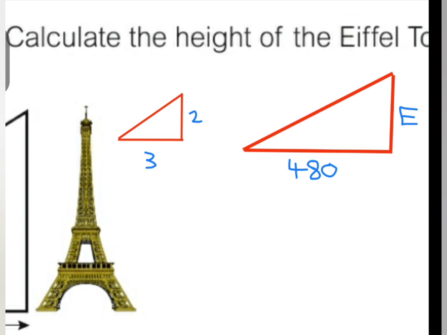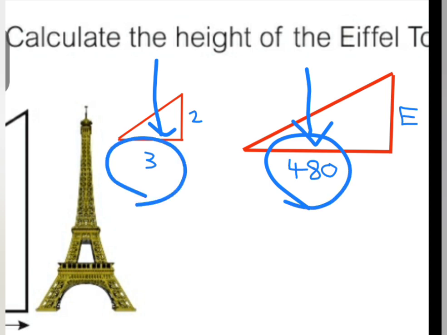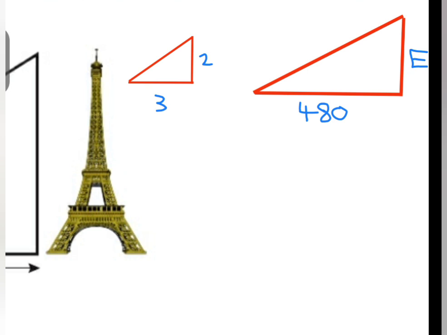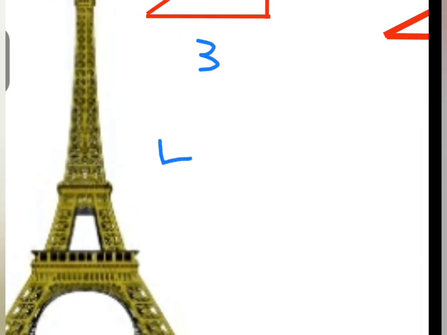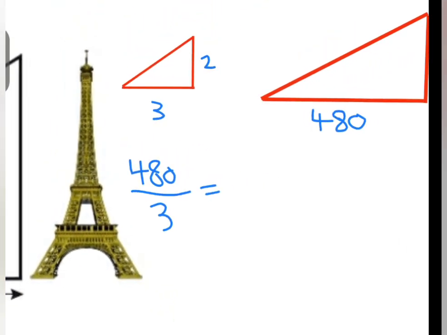Very good. We take two sides, or two corresponding sides. And corresponding means they are the same but on different triangles. So we take two corresponding sides and we divide them on each other. We divide the big number by the small number. So they have to be corresponding. And as I said, corresponding sides means the same sides on different triangles. So we take 480, and we divide it by 3 to find the scale factor.